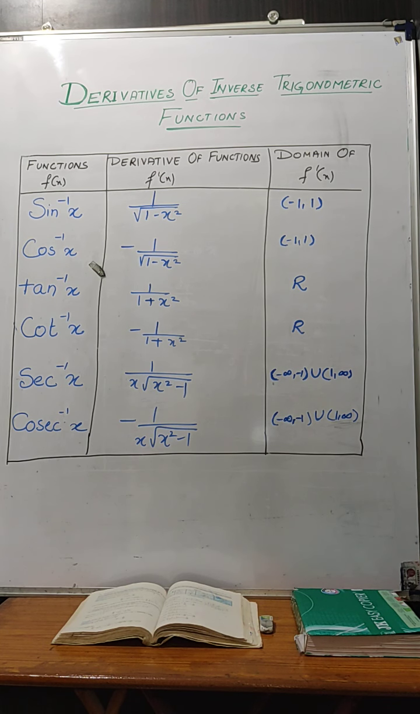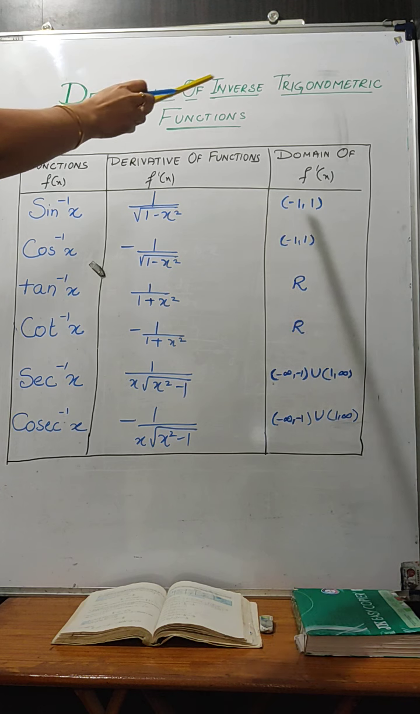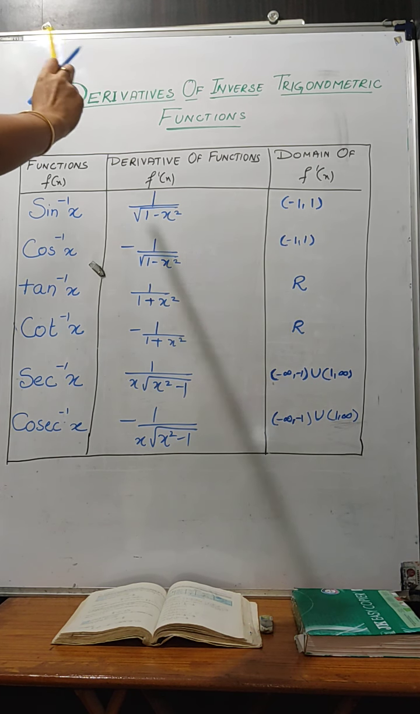Children, in chapter 5, continuity and differentiability, we had studied continuity of a function, differentiation of a function using first principle, and also by using formula method, and also we have done the derivative of implicit function. In this video, we will be discussing how to differentiate an inverse trigonometric function.